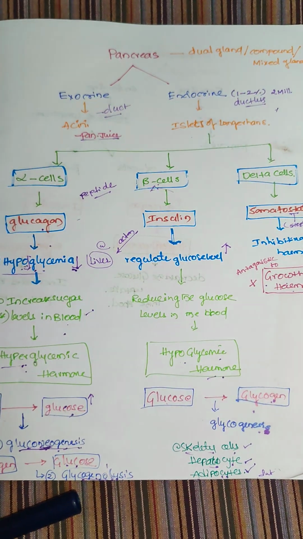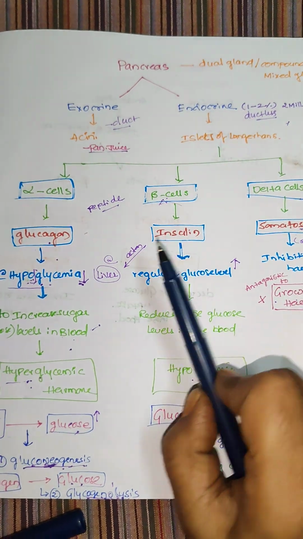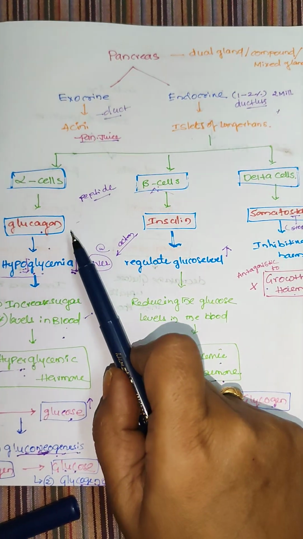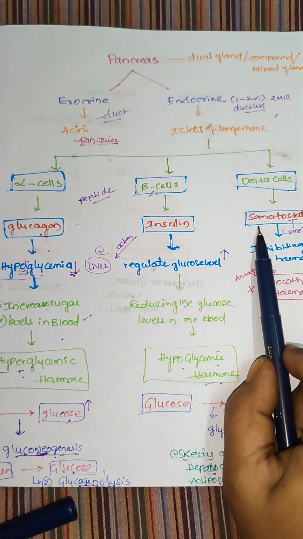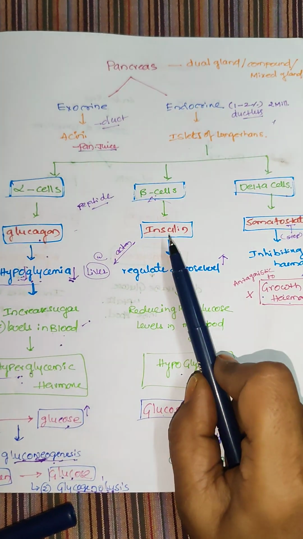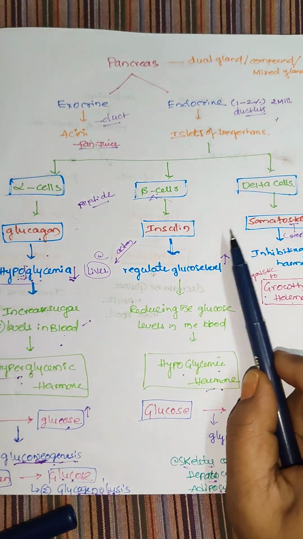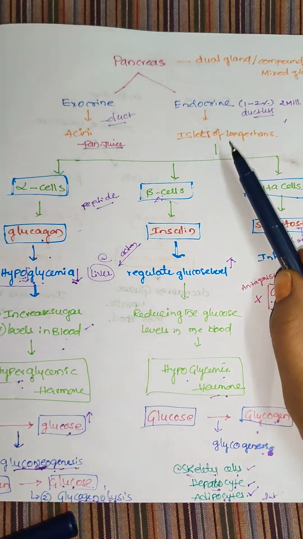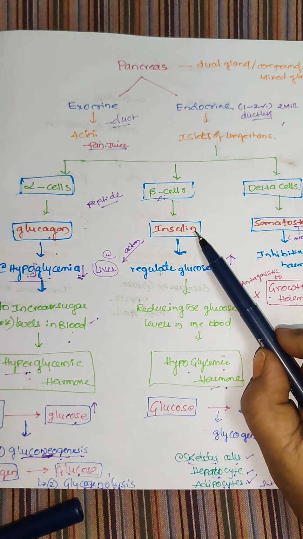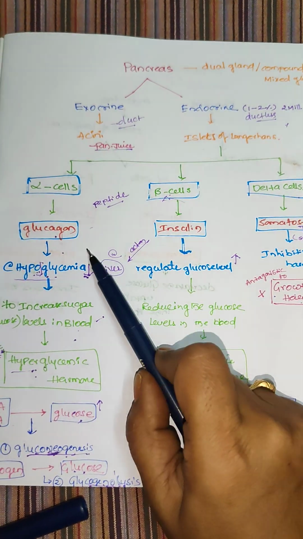In the exam they ask which type of cell produces which type of hormone, or whether insulin, glucagon, and somatostatin hormones are released by which cells of the pancreas. So we have to be careful about which cells produce which hormone.